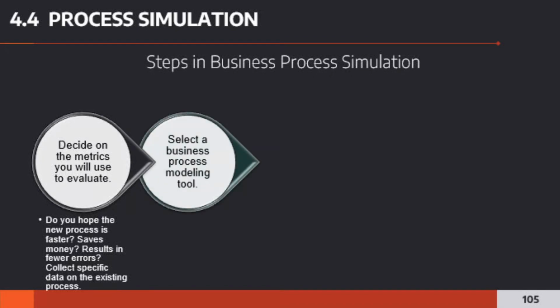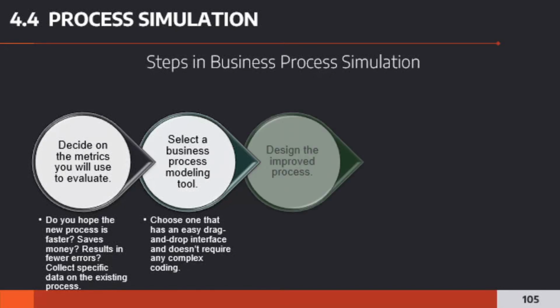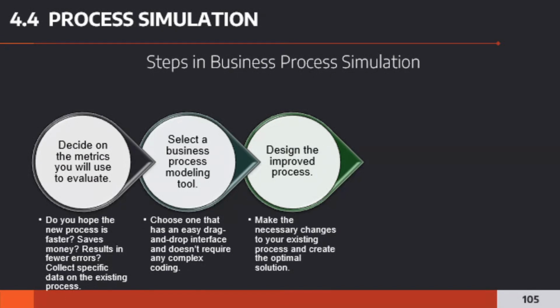Second, you need to select a business process modeling tool. Choose one that has an easy drag and drop interface and doesn't require complex coding. Okay, so a business process modeling tool is most likely an automated system. Third, design the improved process. What is that? Make the necessary changes to your existing process and create the optimal solution. Okay, so design the improved process.